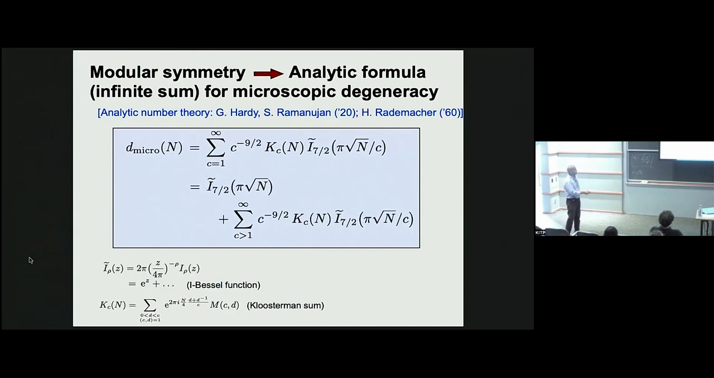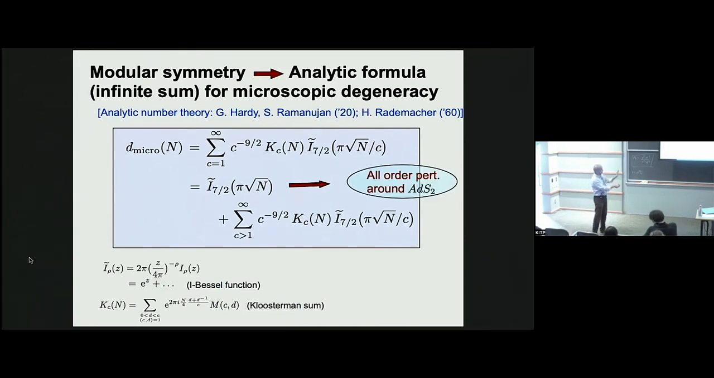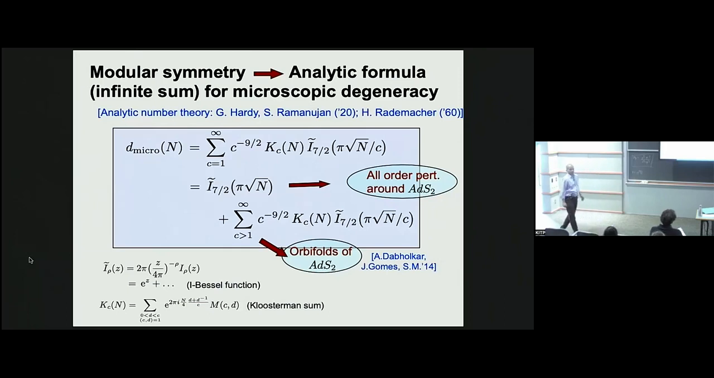So this is sort of given to you by the number theorists, and what we have so far is that we've captured all of this Bessel function by summing the perturbation theory. So now the question is, what about this? Already in 2014 with Atish and João, we understood what the structure of the sum is. This in gravity, and these are some orbifolds of the full AdS2 geometry embedded in the string theory.